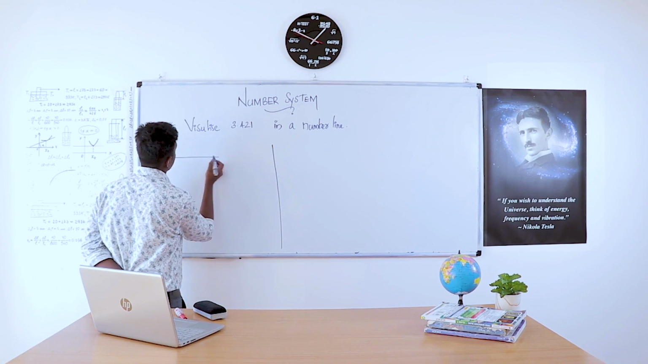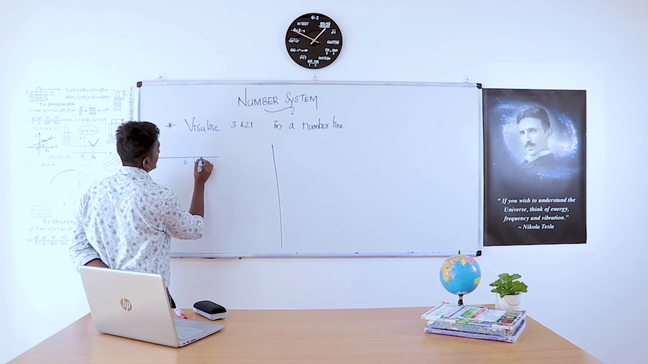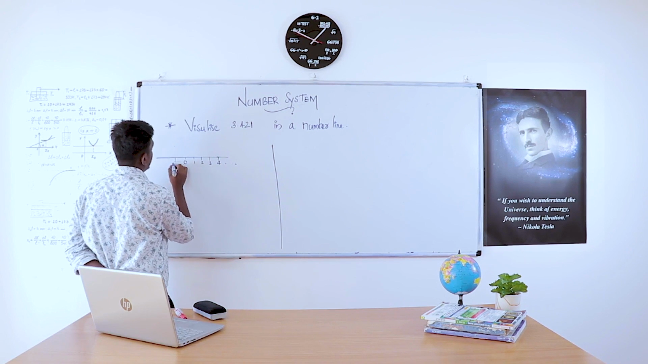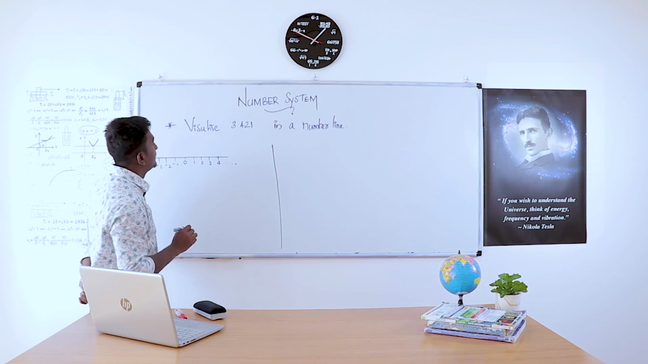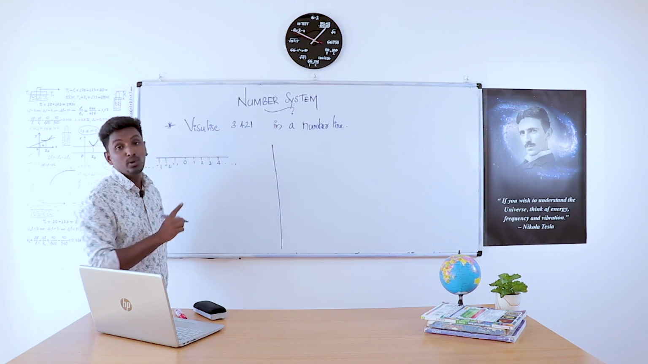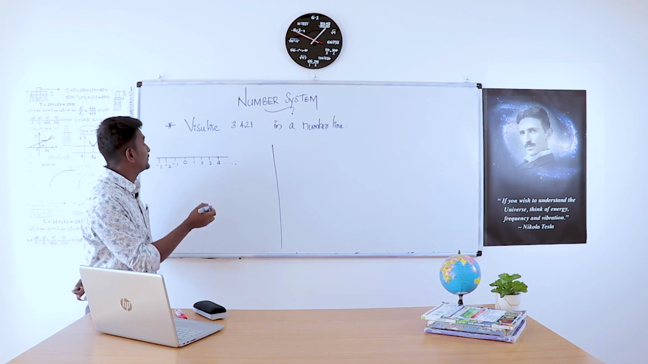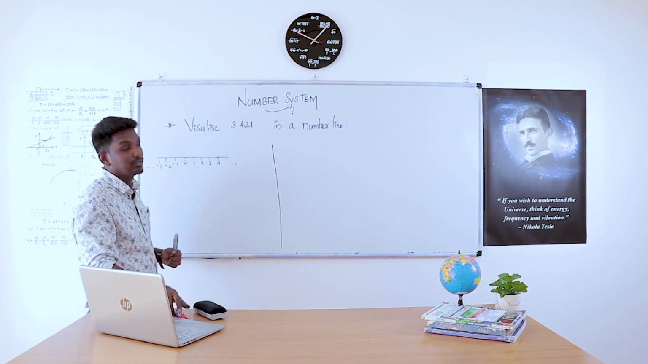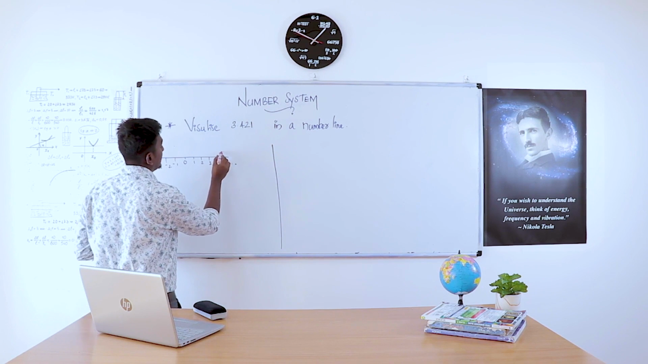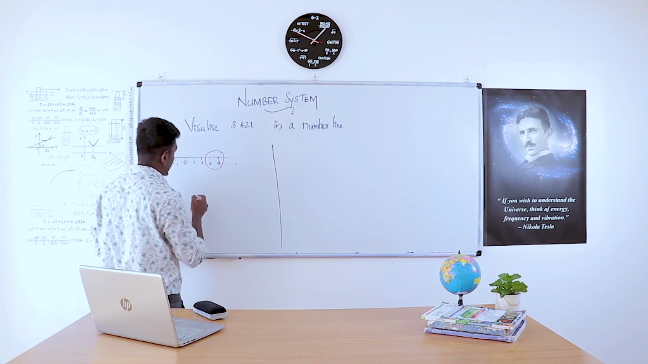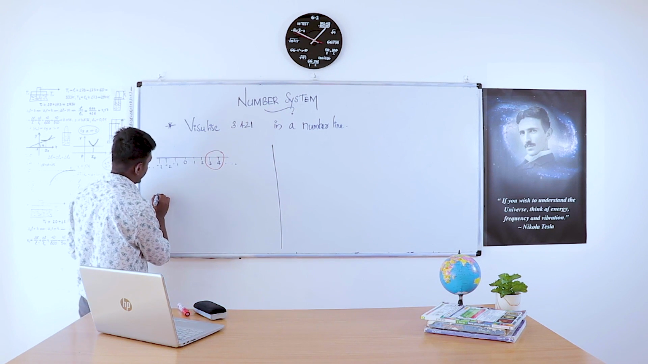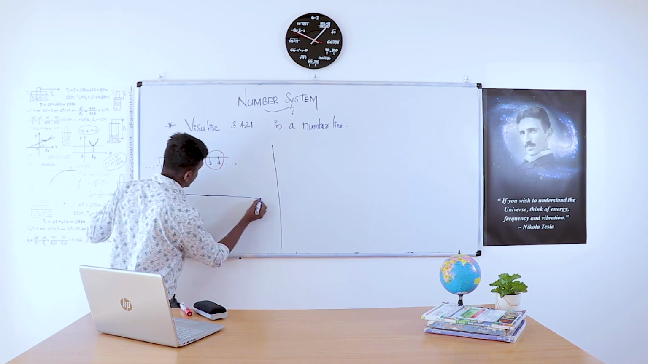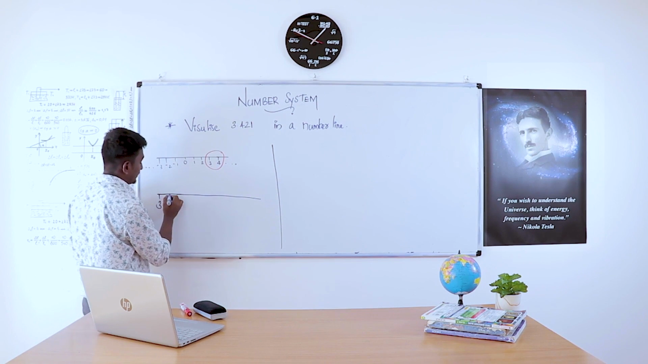Our basic number line is 0, 1, 2, 3, 4, etc., and -1, -2, -3, etc. We want to visualize 3.421. This 3.421 lies between 3 and 4. So we have to zoom in on the positions of 3 and 4. I am zooming in on the positions of 3 and 4.